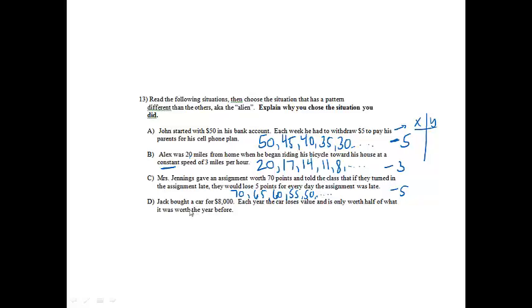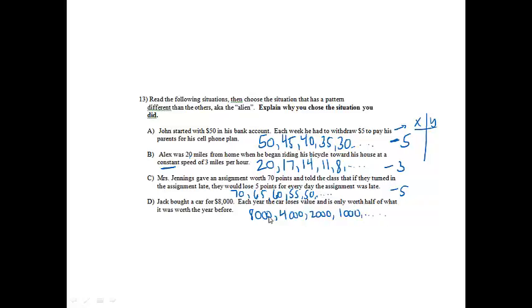And then equation D, it says Jack bought a car for $8,000. Each year, the car loses value and is only worth half of what it was the year before. Okay, so it started out being worth $8,000, and if it loses half of its value, now it's going to be worth $4,000, and then $2,000, and then $1,000, and we could keep going.